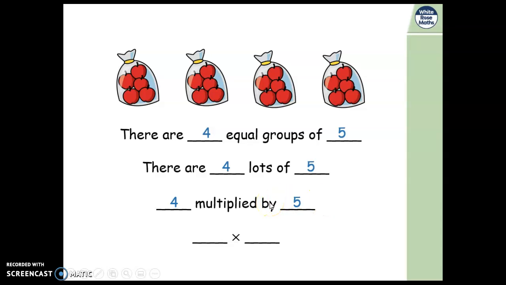And then we simply swap that multiplied by for the times sign here. So it's like a cross. So 4 times 5. So equal groups, lots of, multiplied, they all mean the same thing. They all mean this times sign here.